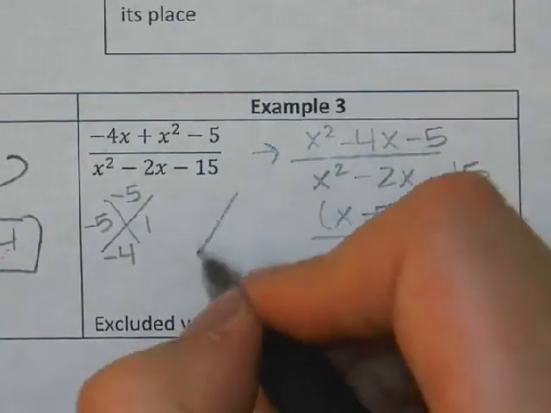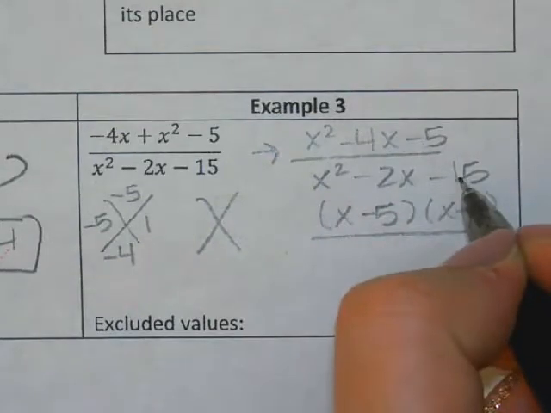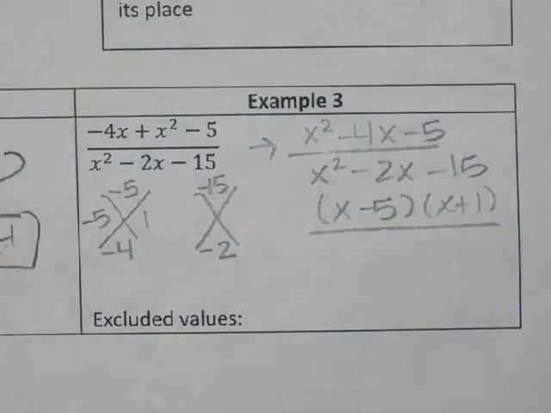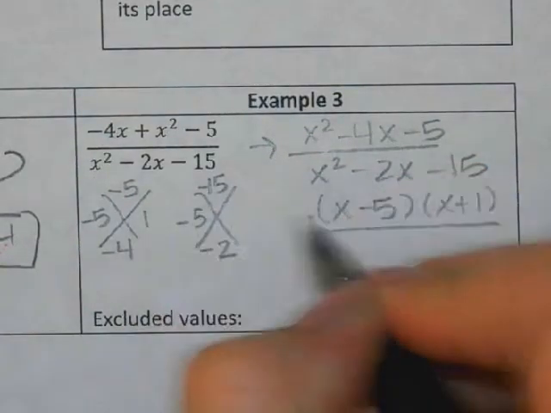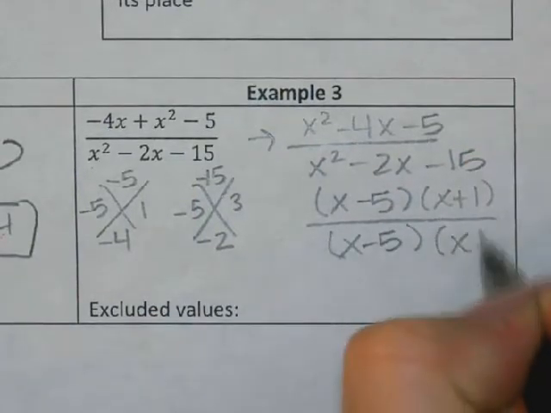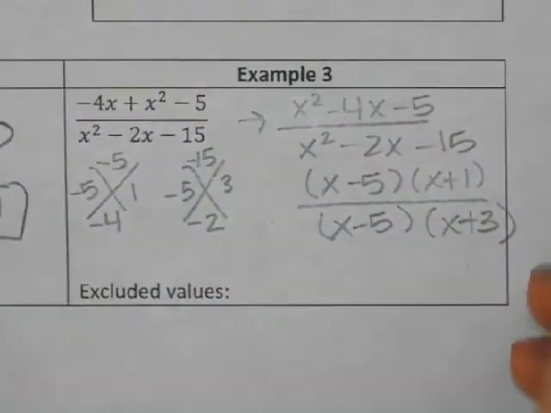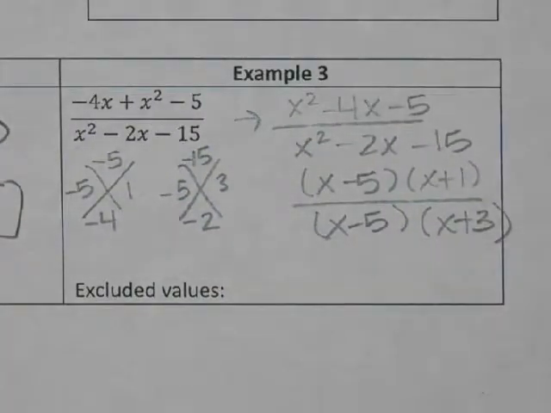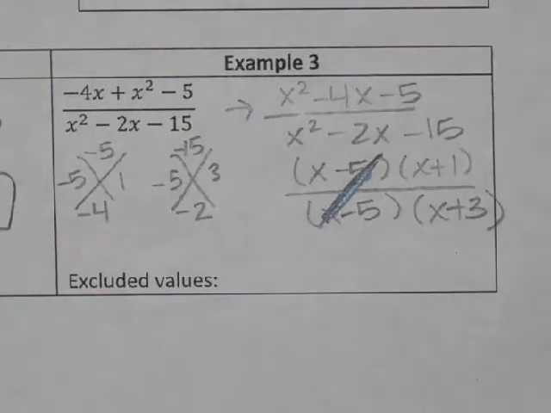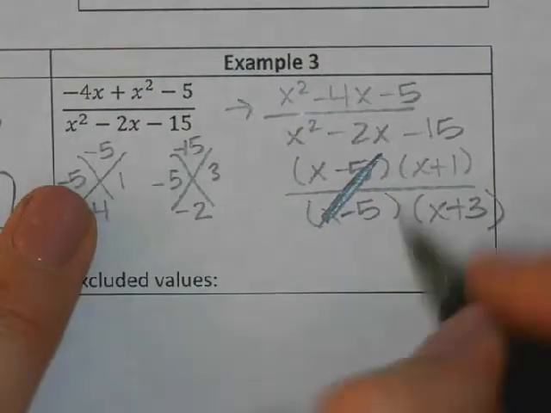Okay, and then for the bottom, we're going to say what multiplies to negative 15, but adds to negative 2. Negative 5, and what was the other one? 3? Okay. X minus 5, x plus 3. Okay. Do we see any factors that will divide to be 1? Yes, the 5s. Okay, those divide to be 1. So what is our result? What's step 5, our final answer? X plus 1 over x plus 3.